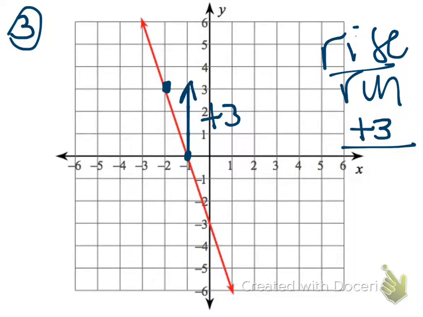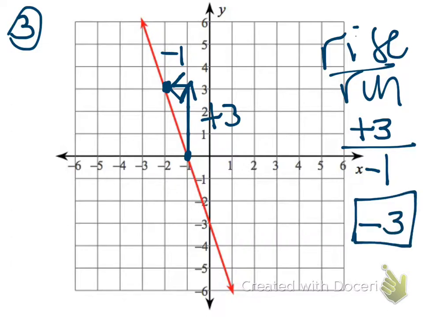Now let's figure out our run. Our run is our x values. We're going to run to the left 1 place, and because we run to the left, our run is negative 1. Again, if you run to the left, it's negative. If you run to the right, it's positive. In this case, our run is negative 1. Now we simplify our fraction. Our slope, positive 3 divided by negative 1, ends up being negative 3.